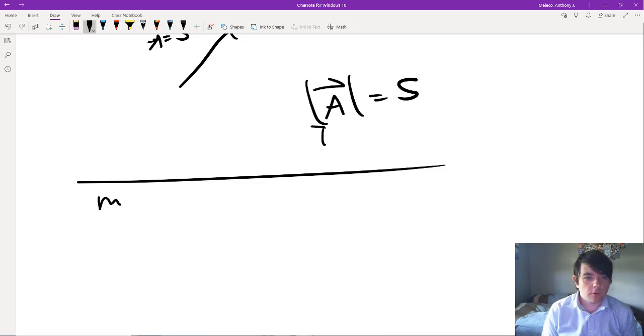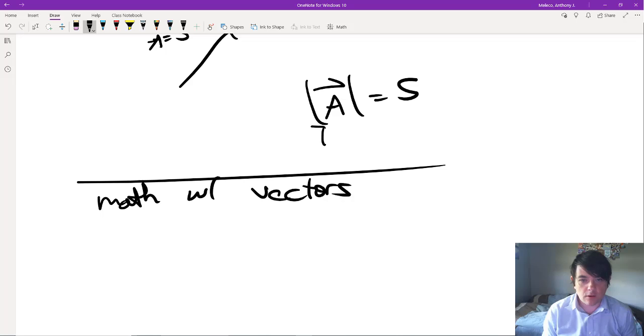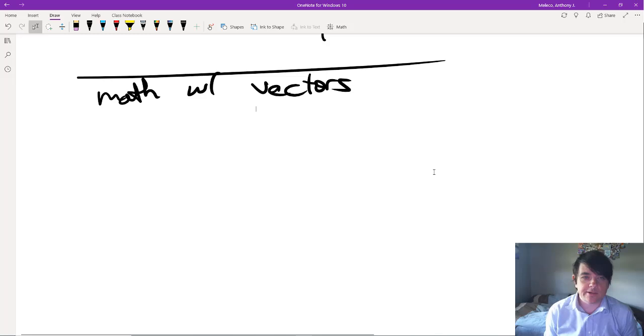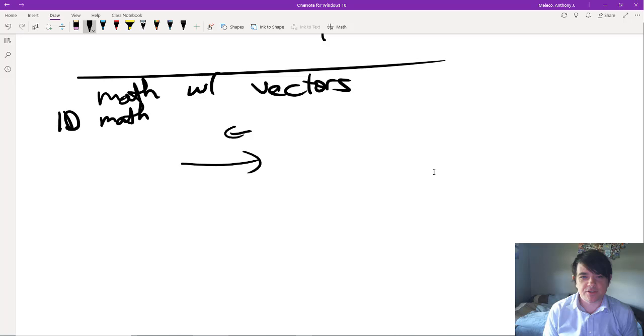All right, so now let's do math with vectors. We've got tons of vector stuff that we're going to have to do mathematically, so we need to learn how to do this. Here's an example. Let's do 1D math first. We've kind of already been doing this, right? Like we've had cars moving to the right, and then maybe they have an acceleration to the left, but let's just do some more generic examples so we're comfortable.